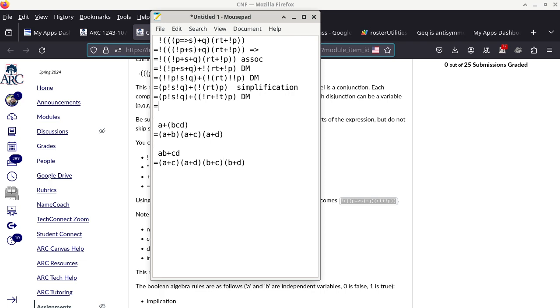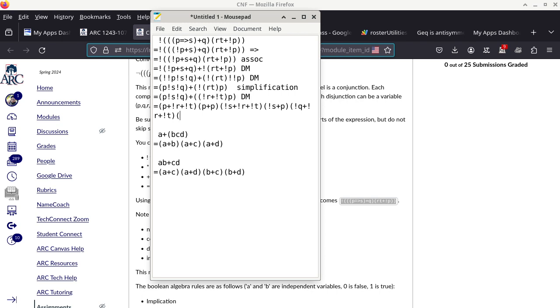So let's try to do that over here. After the FOIL, this is going to look a little bit ugly, but it's okay. So we have P or not R or not T, P or P, not S or not R or not T, not S or P, and then lastly we have not Q or not R or not T, and then the last one is not Q or P. Okay, there we go. Does everybody understand what just happened here?